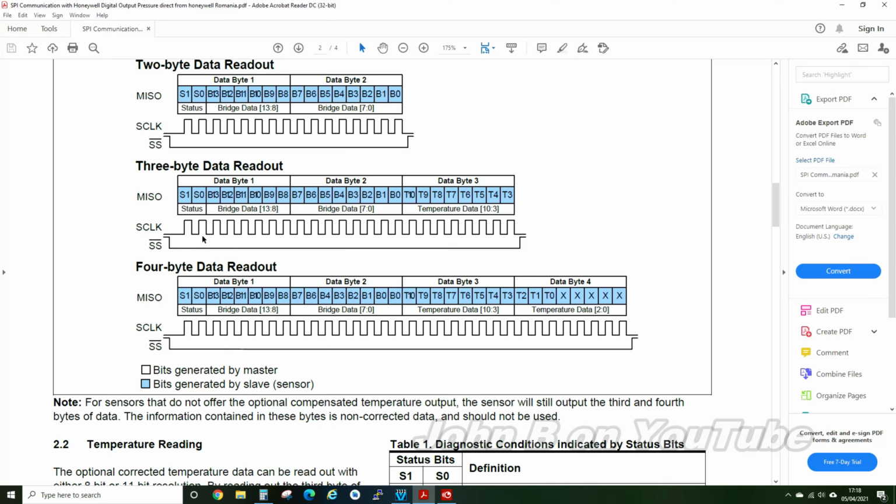Hopefully this has given you an insight into picking individual bits from a byte. If you've got any questions, just leave a comment.